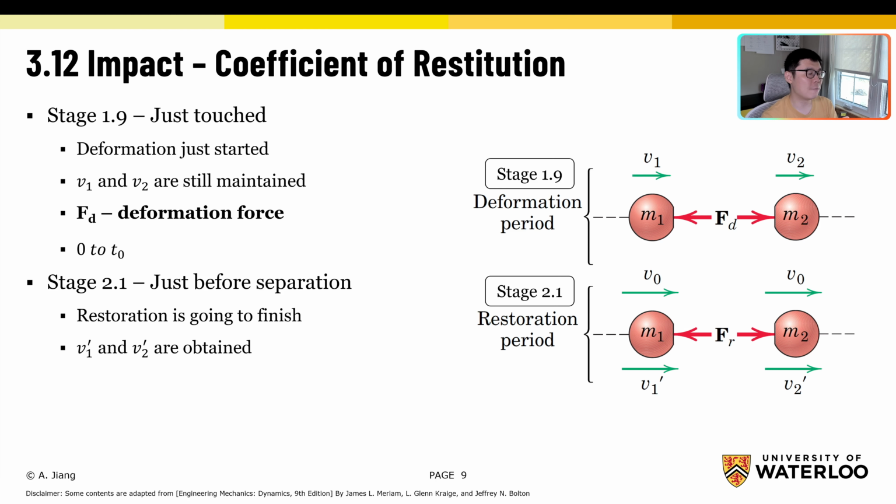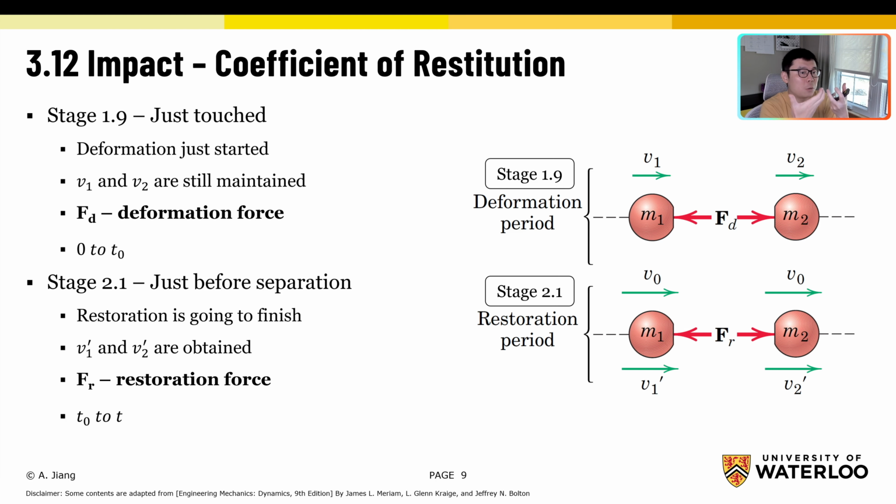This happens from time 0 to time t0. And note that t0 is a time at stage 2 when the max deformation happens. And then at stage 2.1, they have restored most part of themselves, but they're going to separate. They have not separated yet.